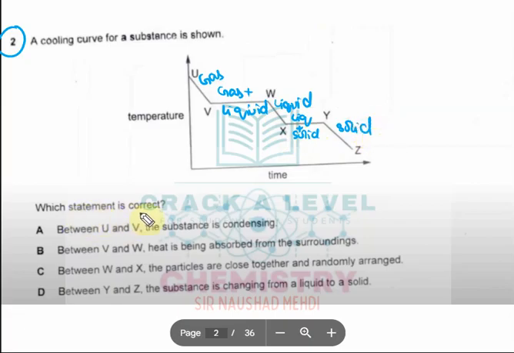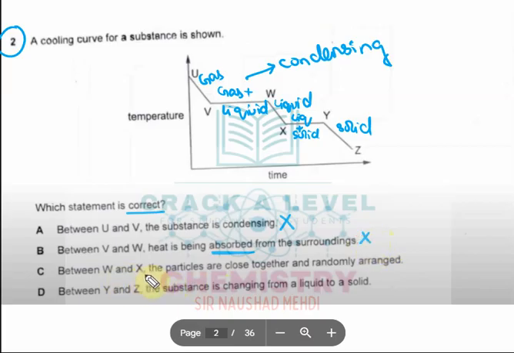Now it is asking which statement is correct. Between U and Y, the substance is condensing. You can see between U and V, it's only in the gaseous form, so it's not a correct statement. Between U and W, heat is being absorbed from the surroundings. At V and W, the gas is converting into liquid, so it is condensing, right? During condensation, heat is not absorbed; heat is released into the surroundings. So this is also incorrect.